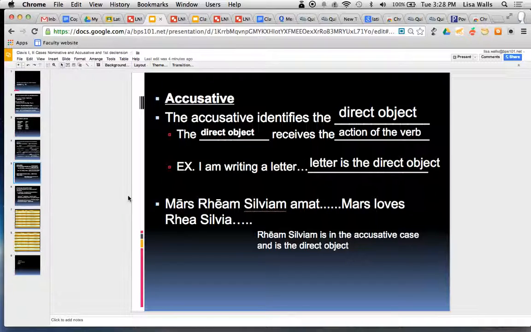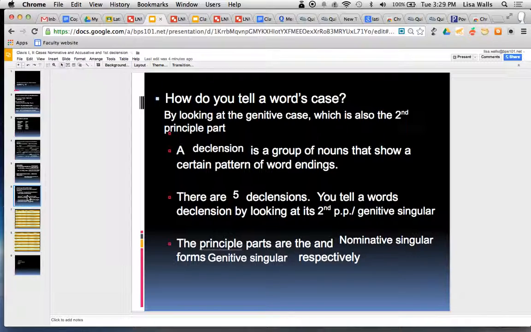The accusative case, though, identifies the direct object. The direct object receives the action of the verb. So I'm writing a letter. Letter is the direct object because I'm writing what? I'm writing a letter. I'm the subject. I'm doing the verb of writing, and the letter is what I'm writing. So if I take this to Latin, Mars Rheam Silviam amat, Mars loves Rhea Silvia. Rheam Silviam is in the accusative case and is the direct object because Mars is loving her. Okay, so we'll be looking at sentences again, so that should hopefully help tomorrow.